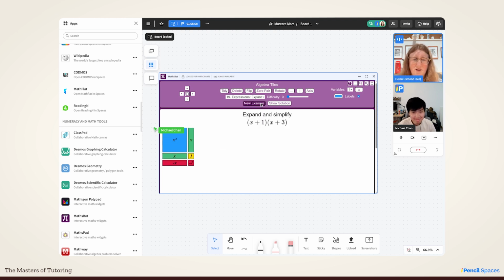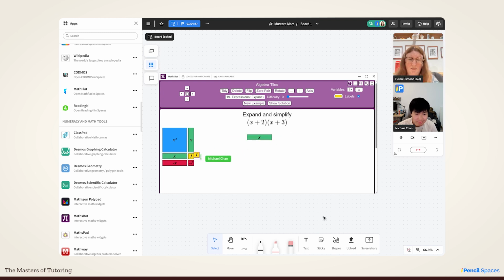Okay, and I'm going to go for a new example. So again, I can give Michael control at this point. So can we set it up? So we want across the top, we've got x plus 2. So we need to grab an x, and we're going to grab 2, and we're going to duplicate. Okay, and we're going to go down the side.